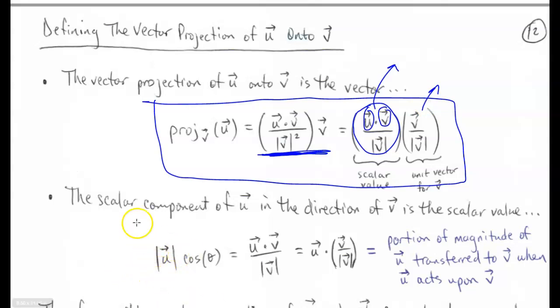Now, if you look here, the scalar component of u actually ends up being the magnitude of u times cosine theta. So all this that I've shown you here is really just the magnitude of u cosine theta. Okay, that's just another way of writing it.